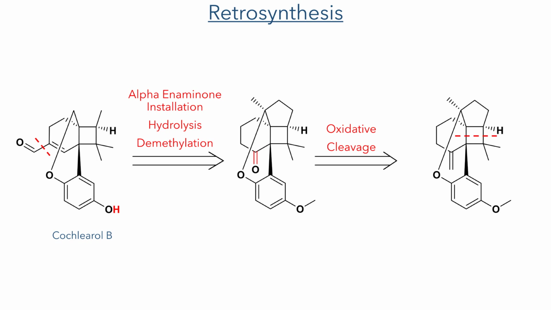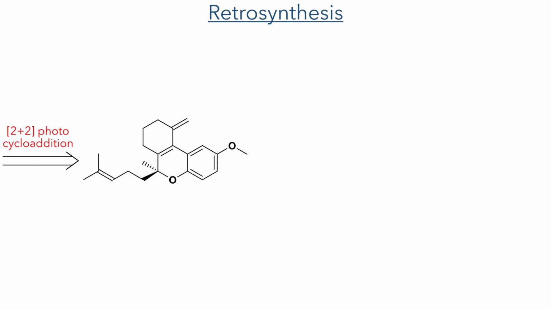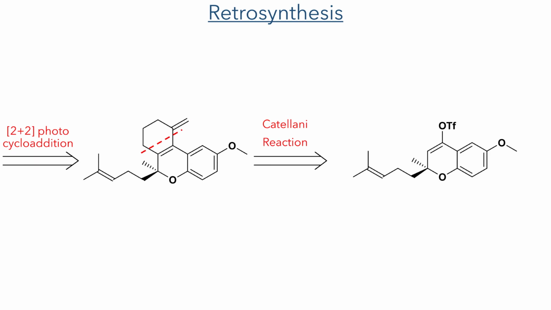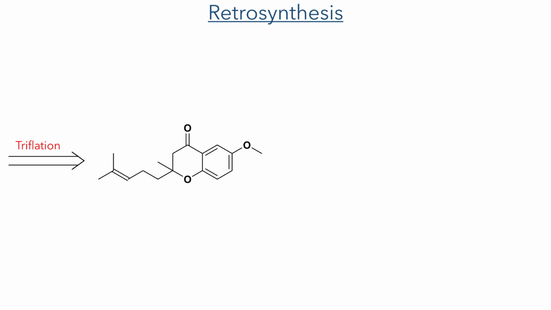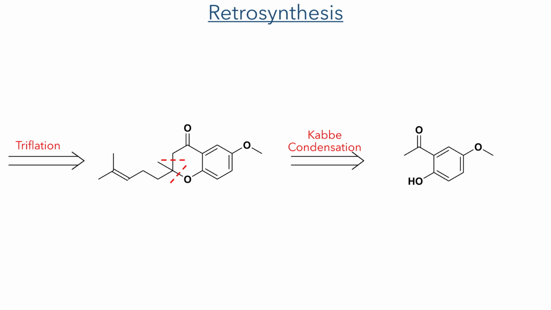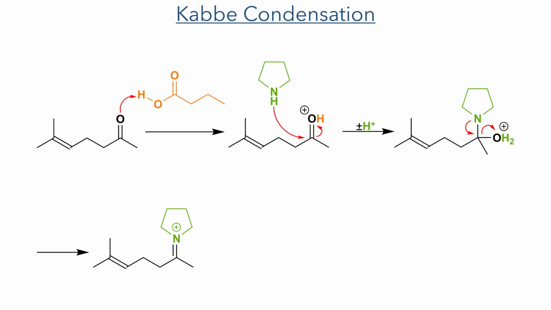The cyclobutane moiety could be constructed using a 2+2 photocycloaddition, while a Catellani reaction will be used to synthesize the cyclohexane precursor. The triflate required for this reaction could be formed from a ketone that ultimately could be produced using a Kabbe condensation of a substituted phenol. So let's start with this Kabbe condensation.